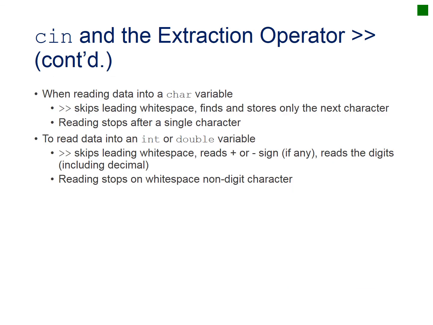When reading data into a char variable, the extraction operator skips leading white spaces, finds and stores only the next character. Reading stops after a single character. To read into an int or double variable, the extraction operator skips leading white spaces, reads the plus or minus sign, if any, and reads digits, including decimals, and it stops reading on white space or non-digit characters.